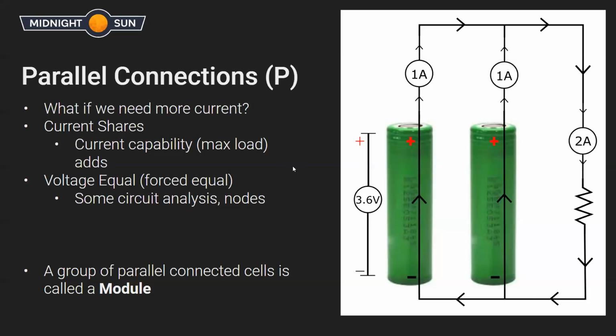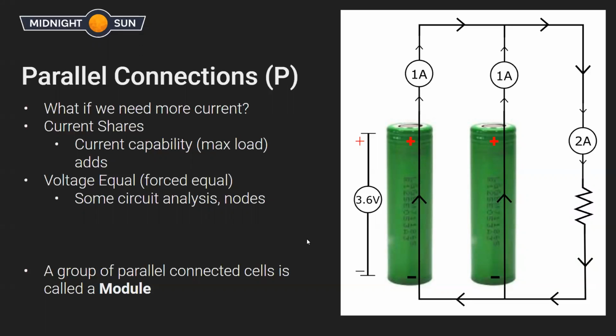So the other option is that you can have cells connected in parallel. And when they're connected in parallel, in each cell, you could be drawing 1 amp, for example, in this diagram. And then at the load, you'll basically see 2 amps because the current sums together. But the voltage across them will only be 3.6 volts.